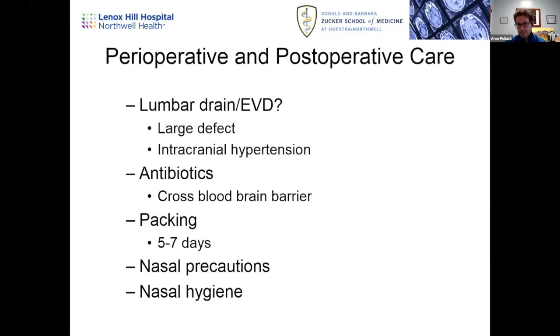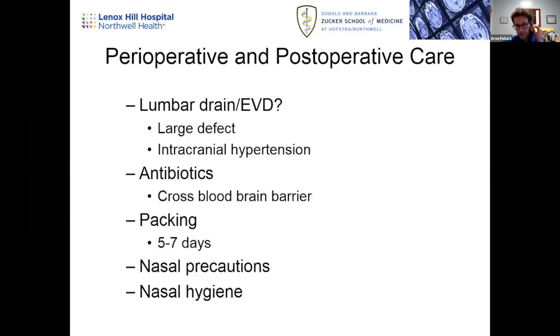And nasal precautions: I don't want the patient to blow their nose hard. If they're going to sneeze, they sneeze with their mouth open, and they shouldn't bend over, and so forth. I think that is probably it with the lecture.